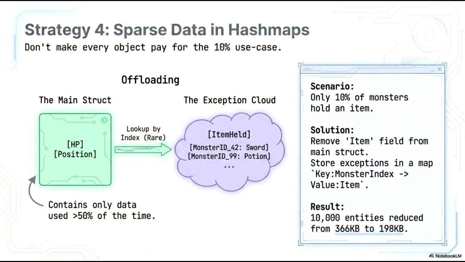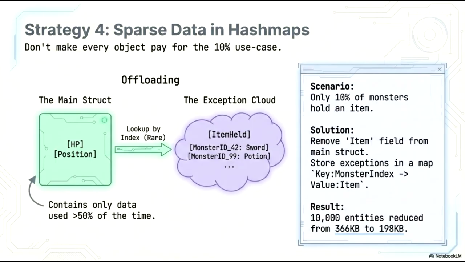On the left, we have the main struct. This should be reserved for high-frequency data, fields like HP and position that are utilized more than 50% of the time. By keeping this struct lean, we ensure that the most commonly accessed data remains compact and cache-friendly. For data that is rarely needed, we use a technique called offloading.